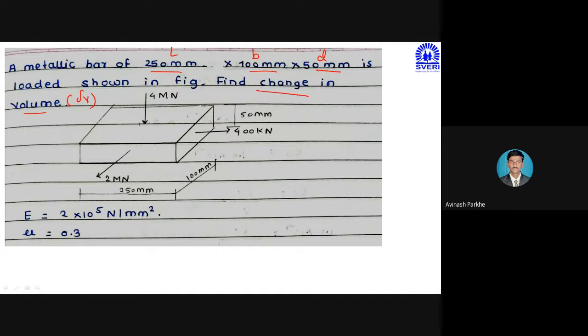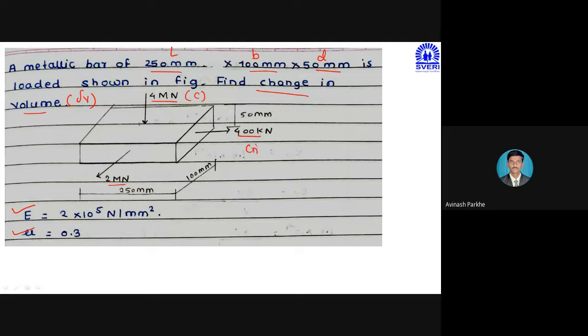Then the body is subjected to the triaxial condition, because in the loading diagram three forces are applied. One force is applied in the x direction, 400 kilonewton. Another force in the y direction is 4 meganewton, and according to its direction it is compressive. The third force is applied in the z direction, again 2 meganewton, and it is tensile. Then Young's modulus is given, and Poisson's ratio mu is also given.